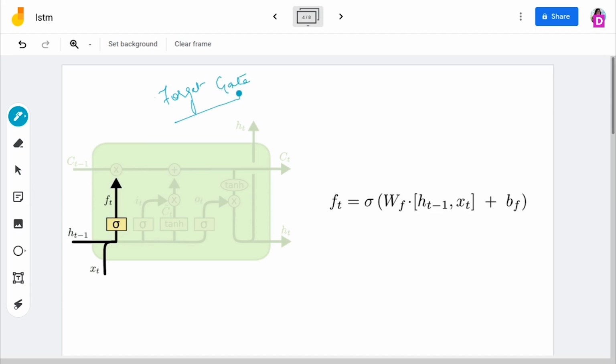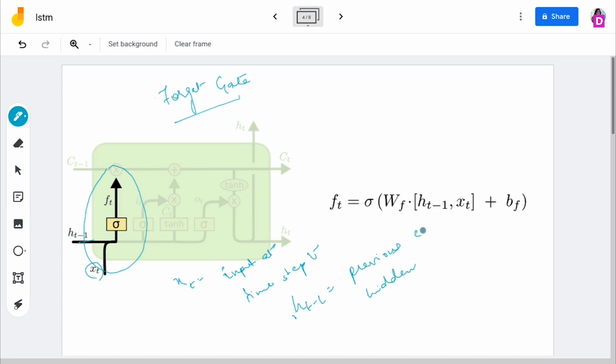So this is our forget gate here. This here represents your forget gate. So here what happens, if you see, you have the input ht minus 1. ht minus 1 is basically the previous cell's hidden state. Okay, so this gives you the hidden state of the previous cell, and xt stands for x, or input, at time step t.